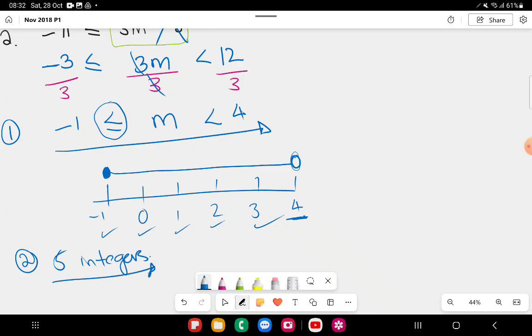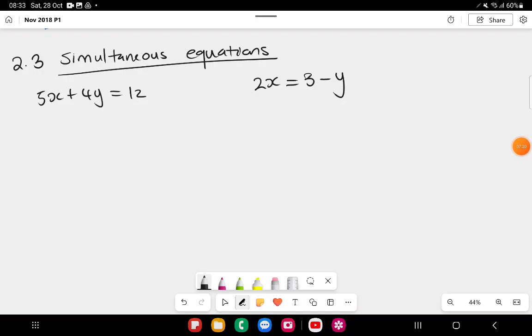Okay. All right. Question 2.3 is a simultaneous equation. Solve for x and solve for y. Now what you're going to do is you want to isolate one or the other. You can choose which one. I am going to choose to isolate y over here because it's already 1y.